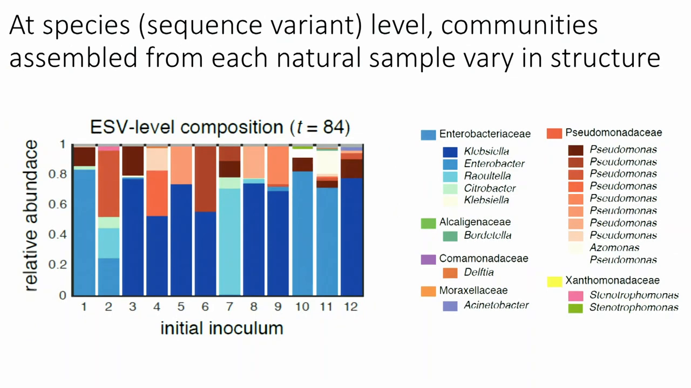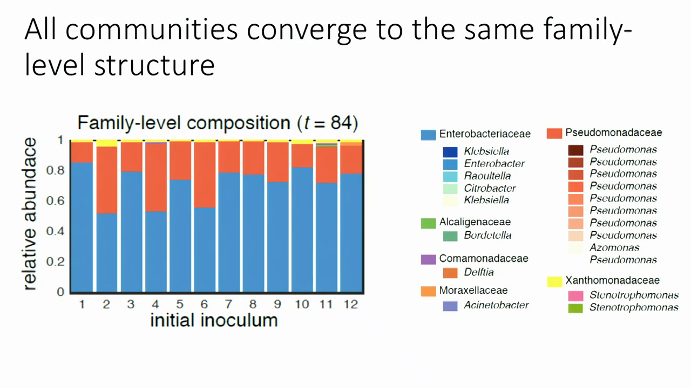Who is there? If you look at it at the level of sequence variants, which you can take as a proxy for species, if you will, so these are unique 16S sequences that we find in our sequencing, what you see is that each inoculum, basically each starting community, gives rise to a different stabilized community in glucose. We take all of those 12 environmental samples, propagate them in glucose for 85 generations, and look at what's there in the end. And perhaps not surprisingly, we see that they're different, that you have different taxa. However, if you look at this at the family level, they're all absolutely identical.